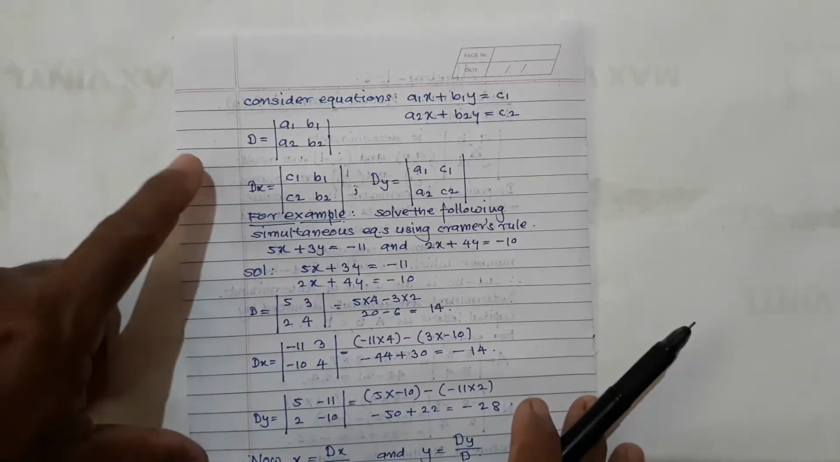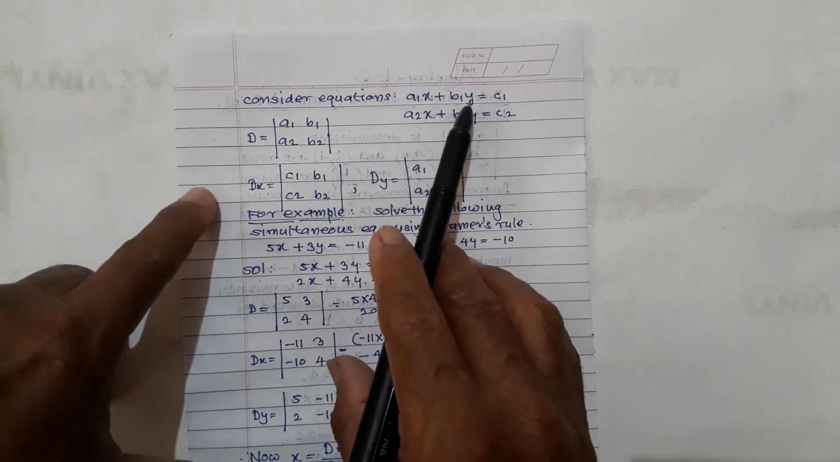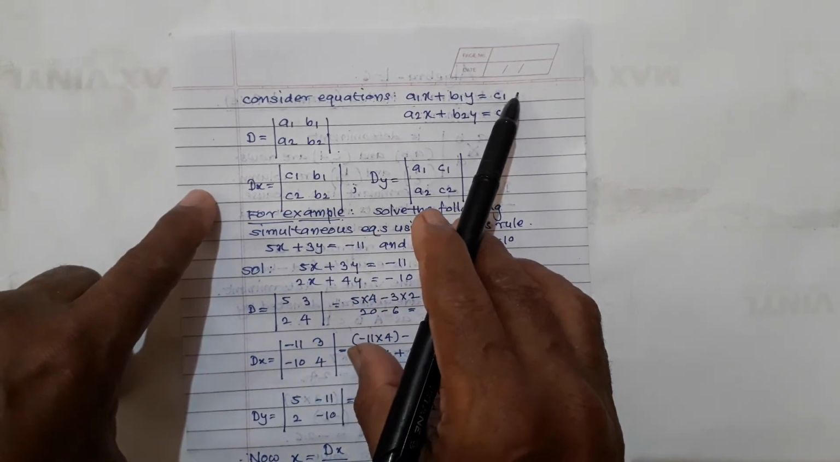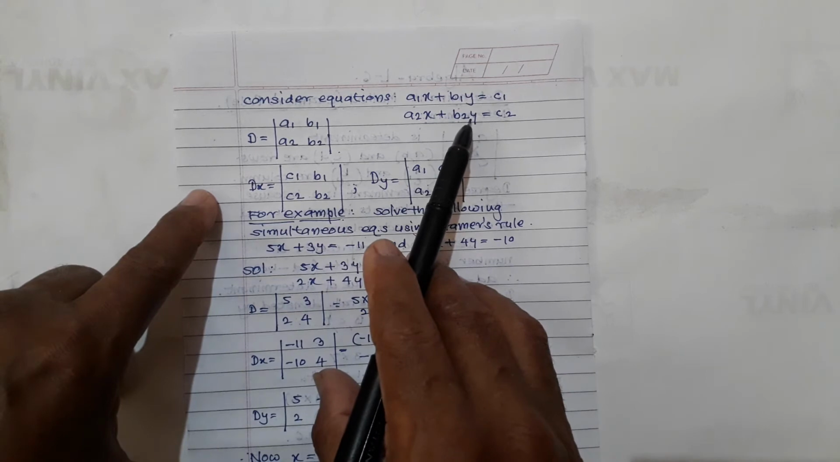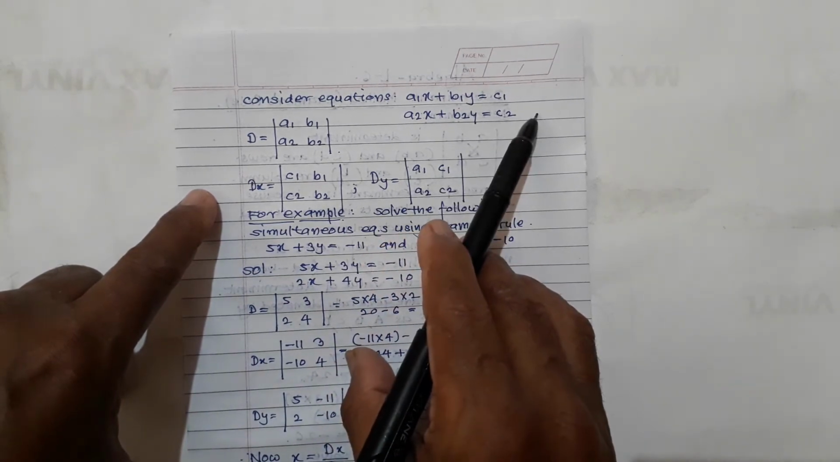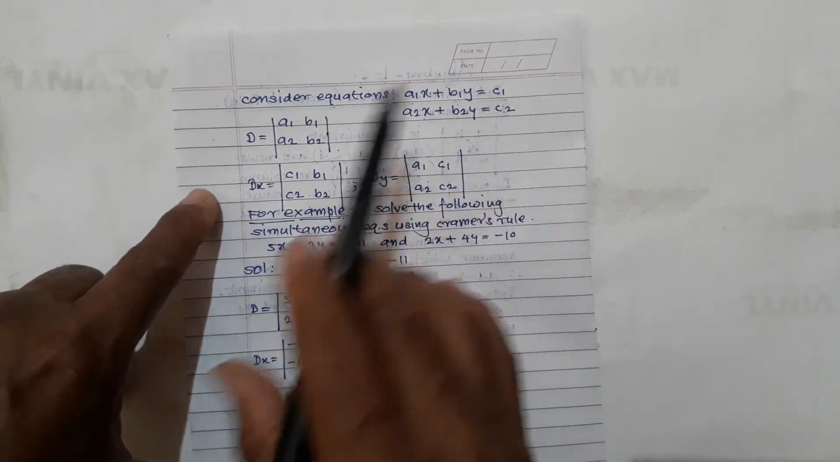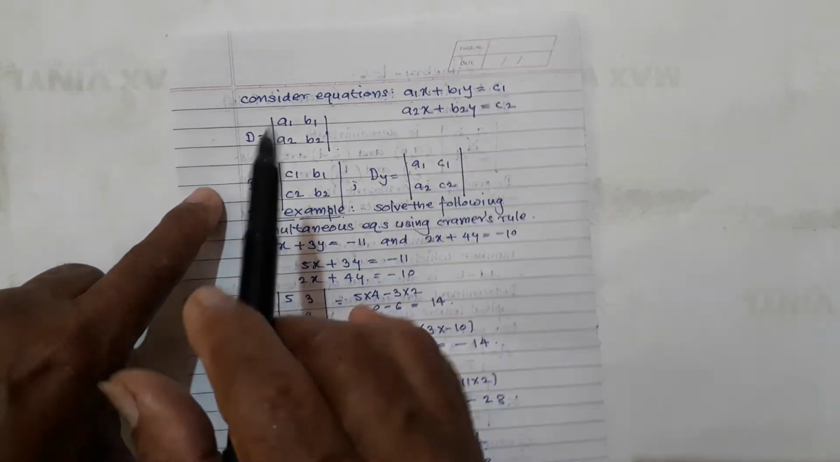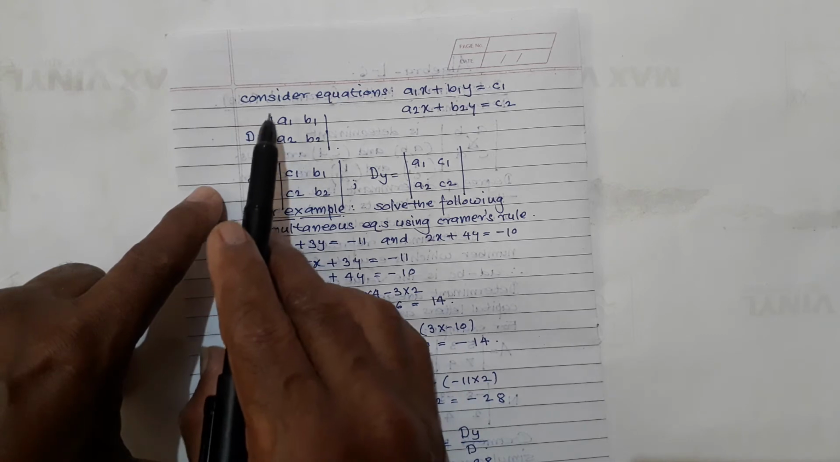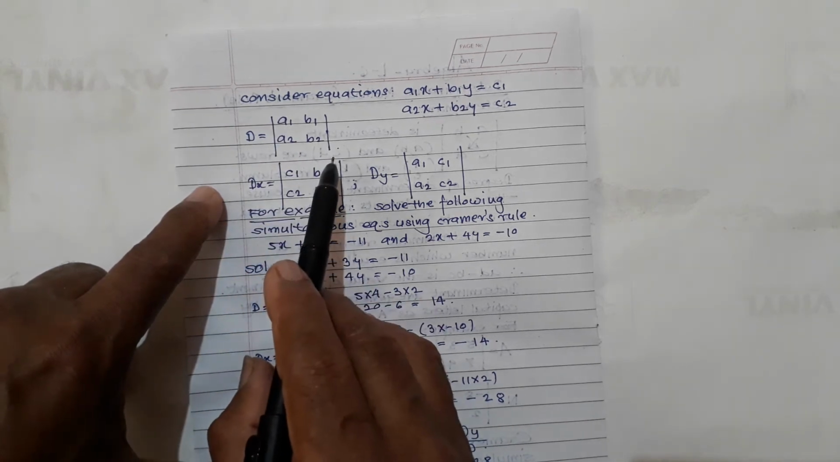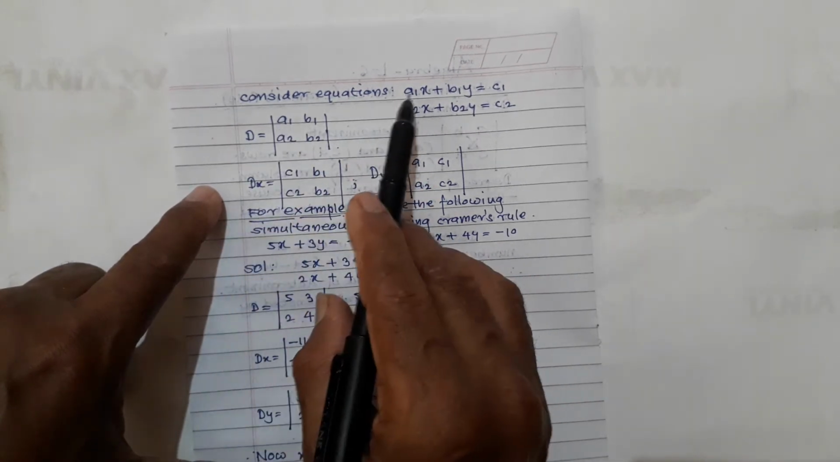Now consider the equations a1x plus b1y is equal to c1 and a2x plus b2y is equal to c2. So these are two linear equations in two variables. Now to find D, D means the determinant, is equal to two vertical lines, and write down the rows in this way.